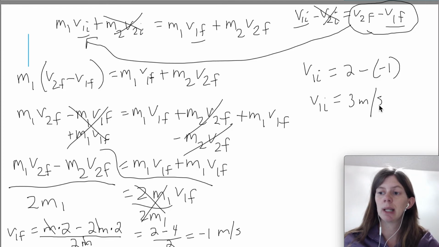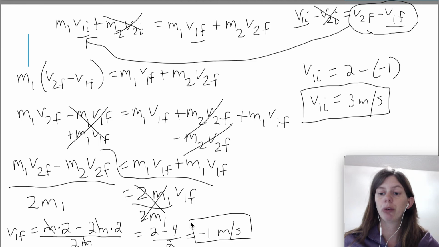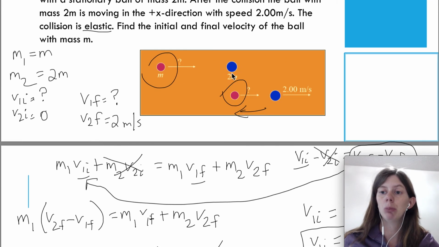So that makes sense that that lighter ball had to be going faster in order to have enough energy to be able to move that blue ball, so that the blue ball ended up moving to the right as well. So this was just an example of an elastic collision.